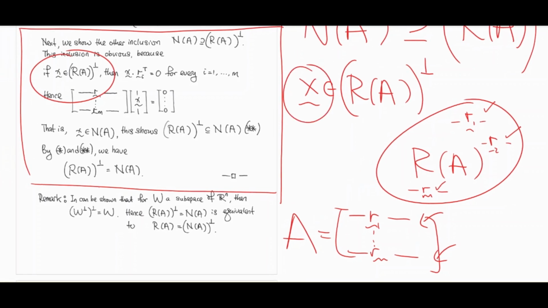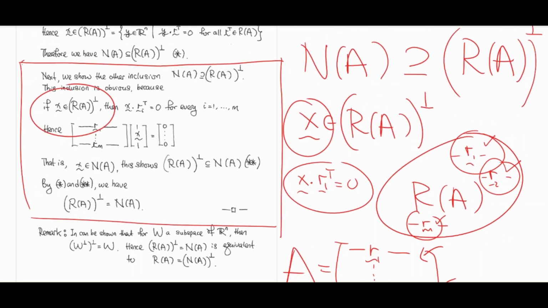And since X has to be orthogonal to all these row vectors, that means what? That means that X dot, let's say, R1 transpose has to be equal to 0, and so on and so forth. Right? So this is the key to understand what is in this box right here. All right, so let's look at them.